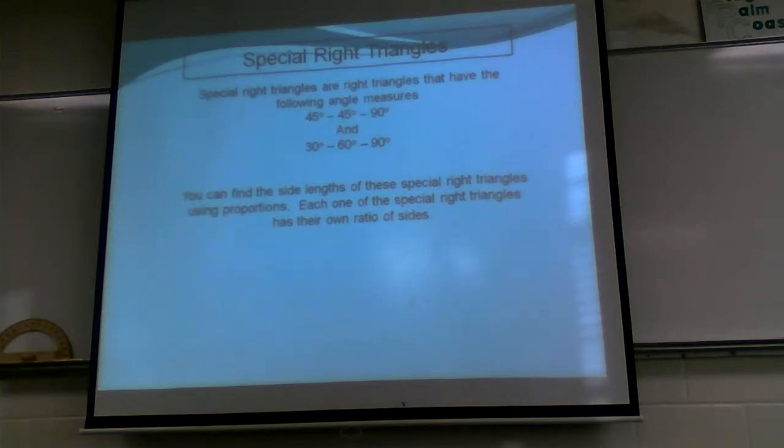All right? And the 45, 45, 90, you want to write it beside. That's also an isosceles right triangle, meaning that the two legs are going to be equal to each other. Obviously not the hypotenuse, that's the longest side.